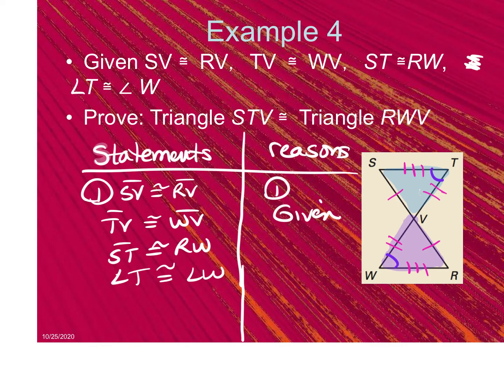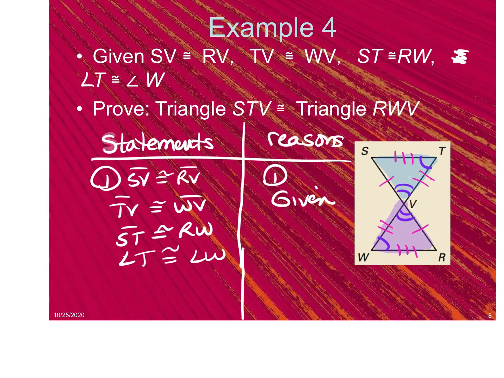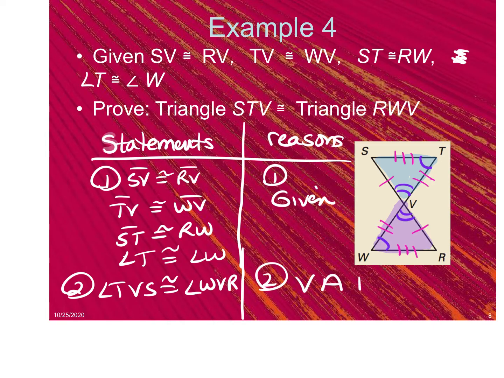And I'm going to pull my obvious. This looks like my bow tie. And I can do the vertical angles here and show that this angle is congruent to this. I can't just call it angle V. I need to name it with 3 letters. So I'm going to name that angle as TVS. So angle TVS is congruent to angle WVR. And this is using my vertical angles congruence theorem. And my abbreviation for that is VAT.